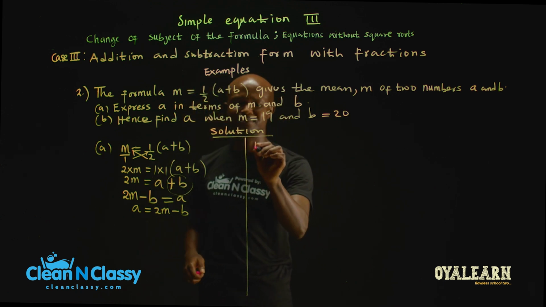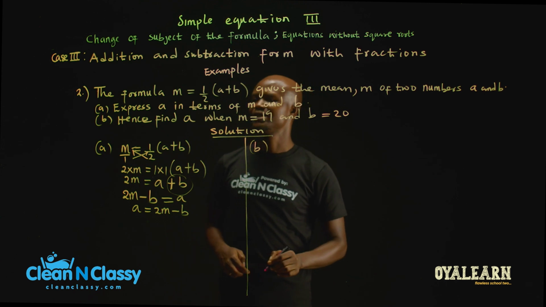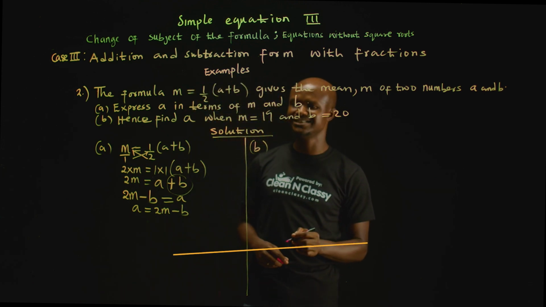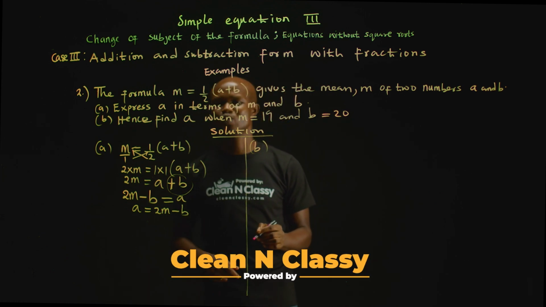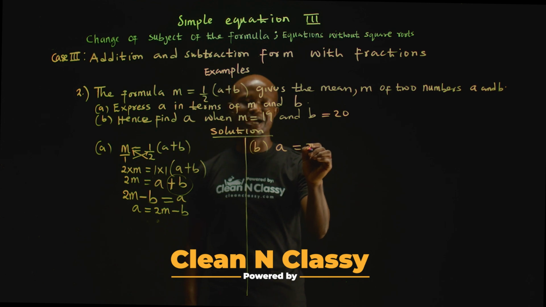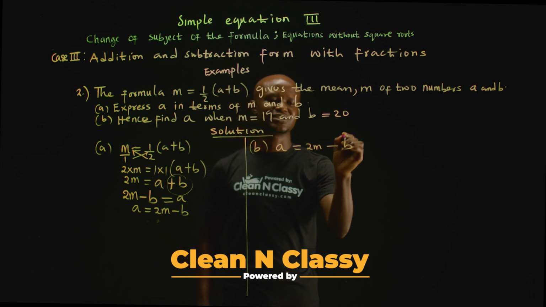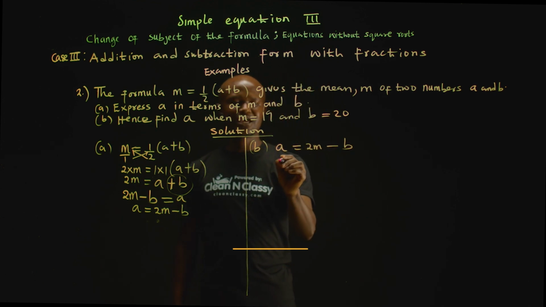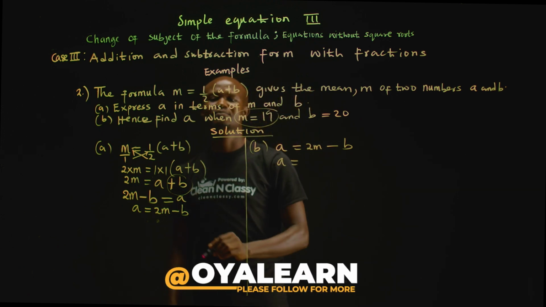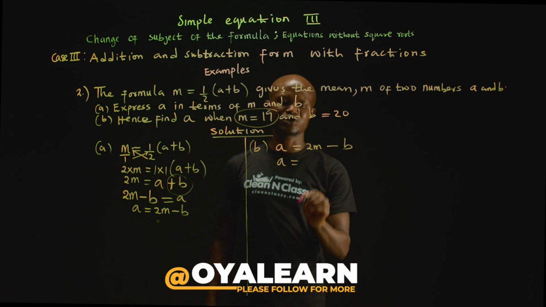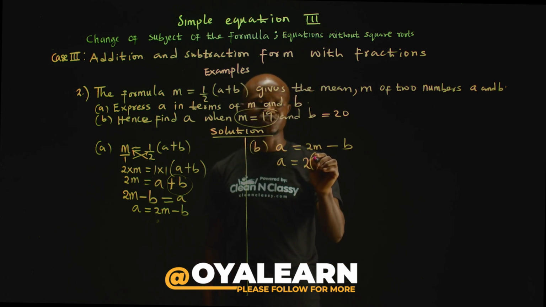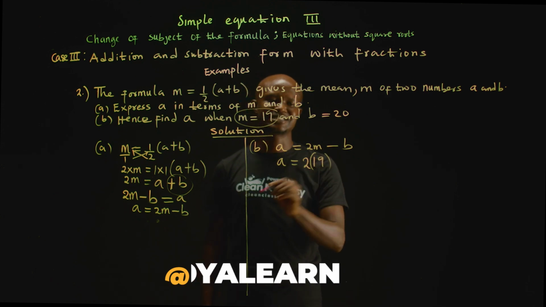Now the second problem, which is b. Hence, find a where m equals 19 and b equals 20. We are still going to use the result here. A equals 2m minus b. A equals what? Now from this question, m is given as what? M equals 19. It means that anywhere we see m here, we substitute m as 19.